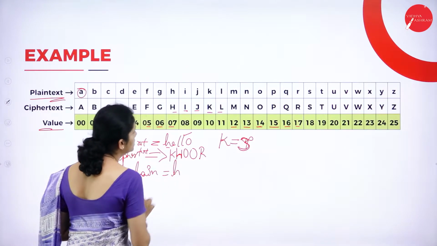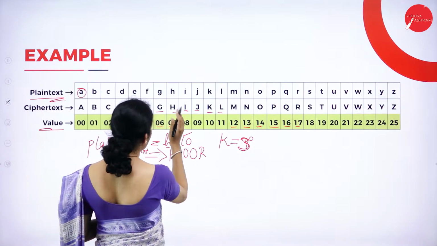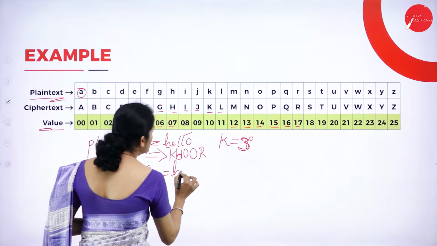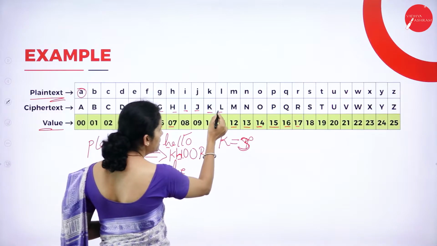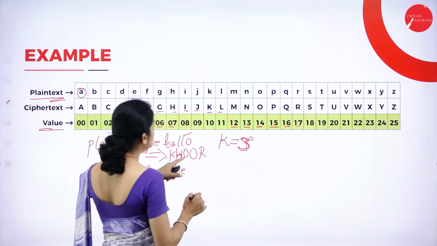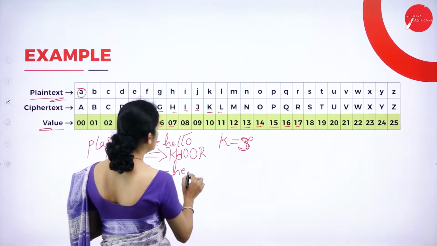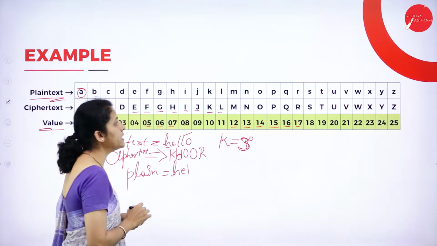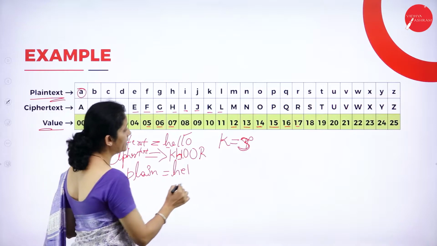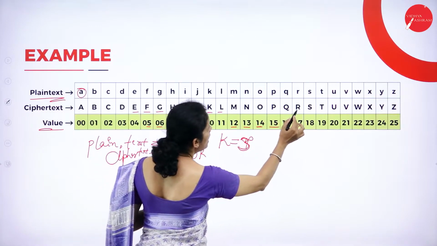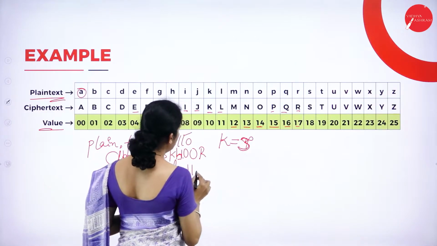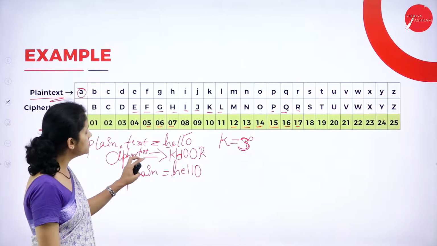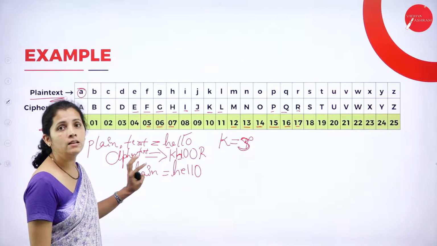It is H. If I consider H, I want to subtract 3 letters. So I'll get E. And if I consider O, I want to subtract 3 letters. So I'll get L. If I consider O, I want to subtract 3 letters. So once again, I'll get L. And if I consider R, I want to subtract 3 letters. So I'll get O.